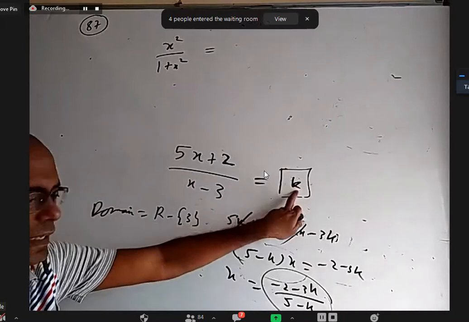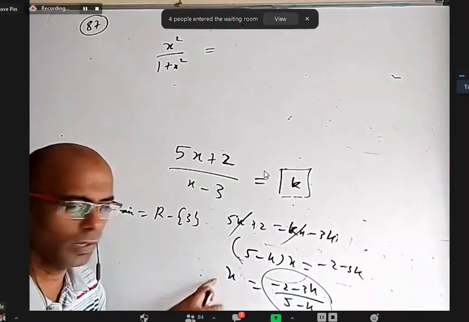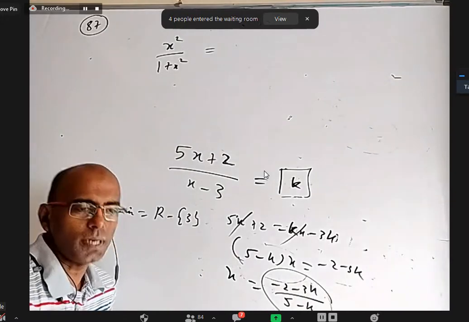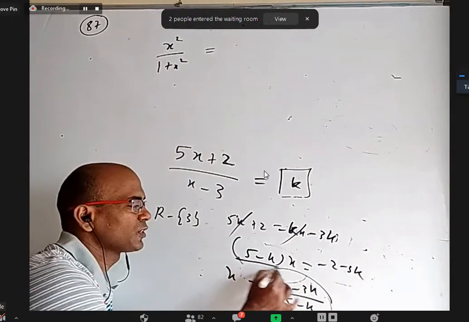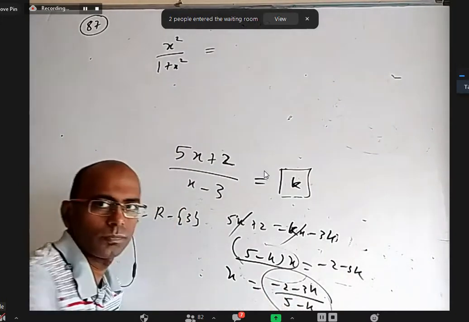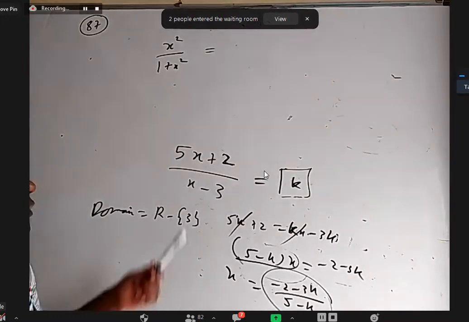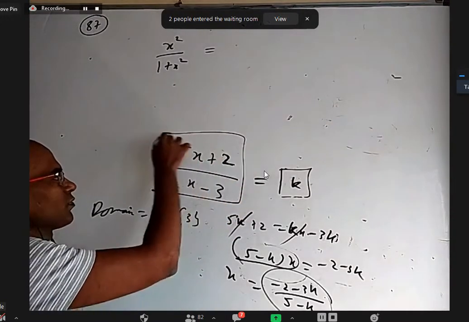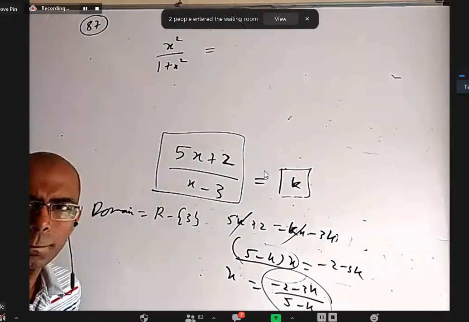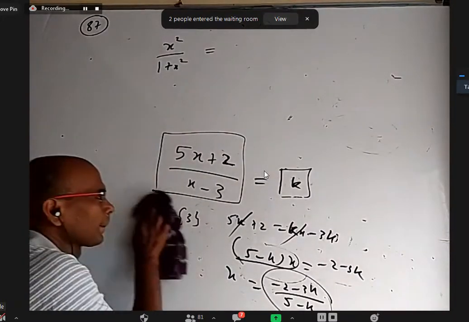So if somebody gives me the output k, I can tell you what the input is by using this formula. I'll put that k and get the x value. But when k is 5, the denominator will be 0, x will be cancelled, and I will not get a value. Or you can see that when k is 5, it becomes undefined. Right? Okay. So now tell me, what is the range of this? All real numbers except 5. Yes.